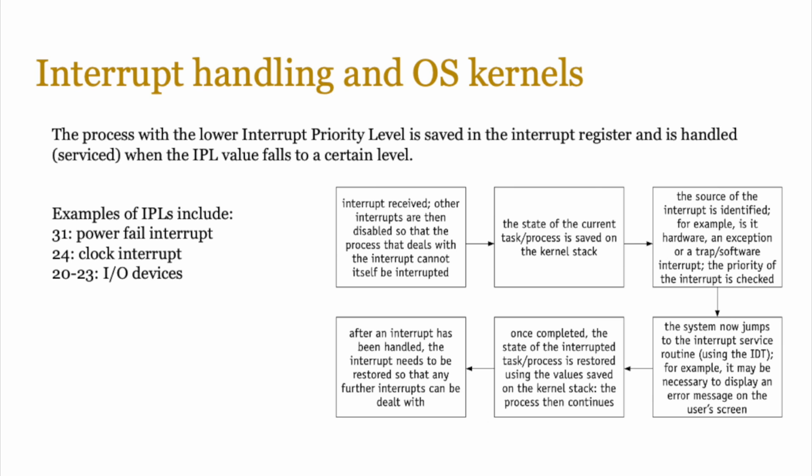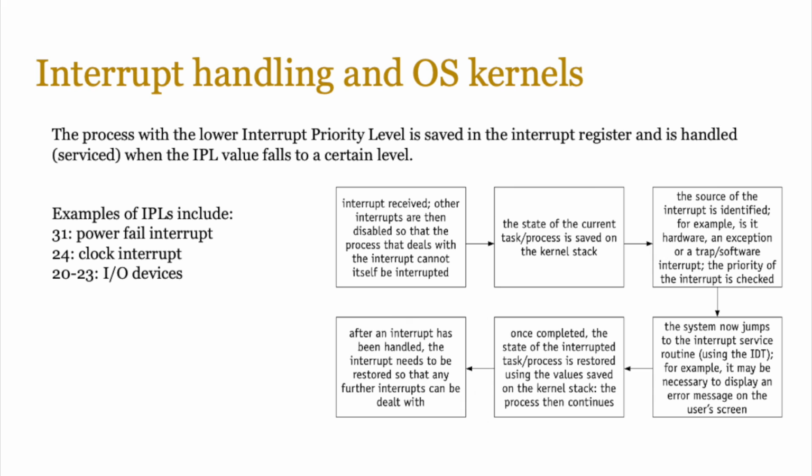Some common examples of IPLs include 31 for power fail interrupt, 24 for the clock interrupt, 22, 23 for input and output devices, and so on. Now you don't need to remember these for the exam, this is just for reference only. What you do need to remember is the process of what happens when an interrupt is received and what is the operating system's response. So that block diagram on the right hand side of the screen is very critical.